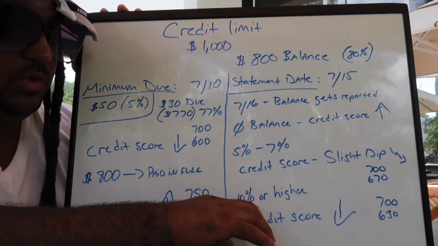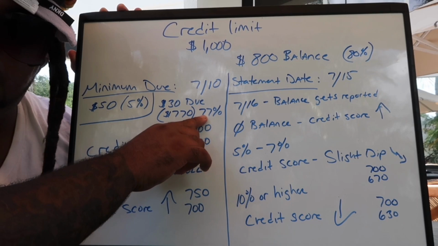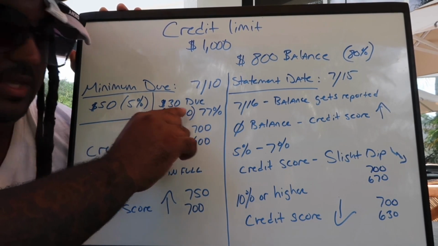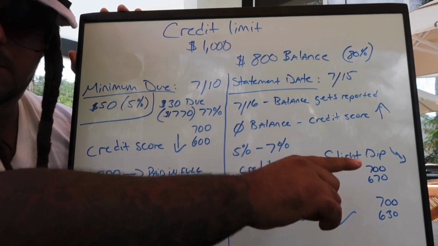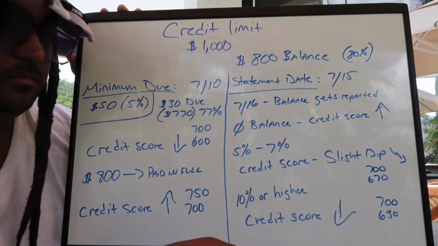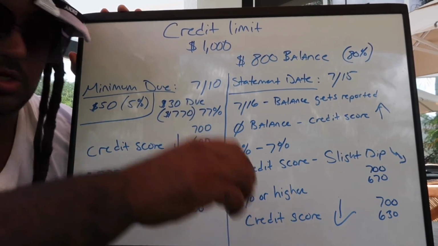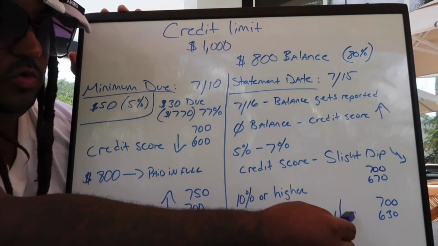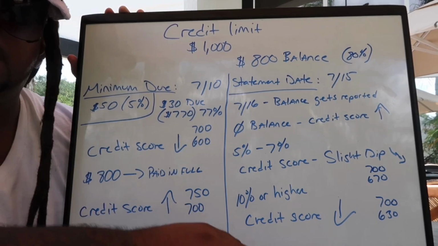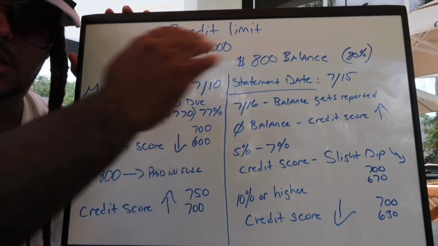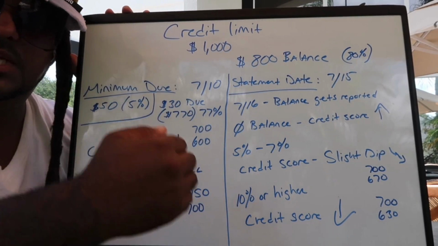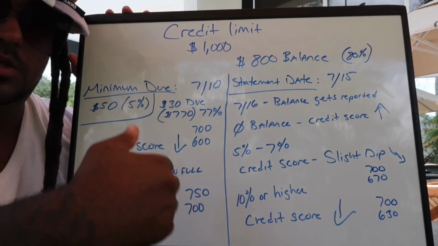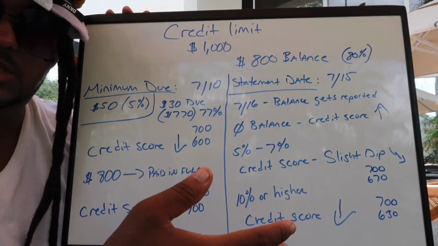Now, if you carry over, like in this example over here, 77%, 770, if you just make the minimum payment and you let this 77 report out, your score is going to decrease dramatically. So at 10% or higher, your score is going to take a hit. At 10% and up, your score will decrease based on the percentage of your utilization. That can vary depending on what your credit limit is and how much you're carrying over.